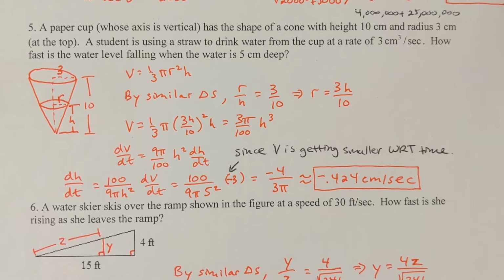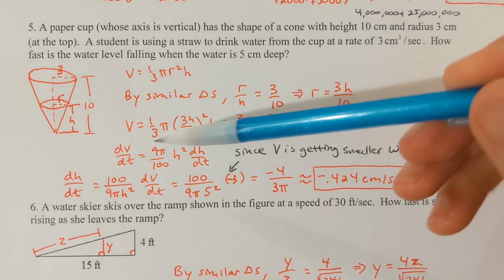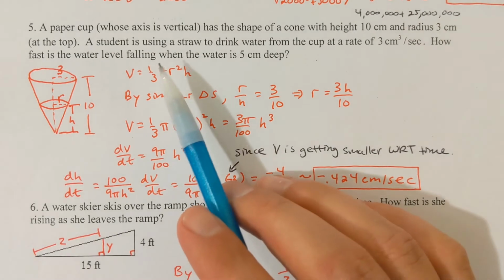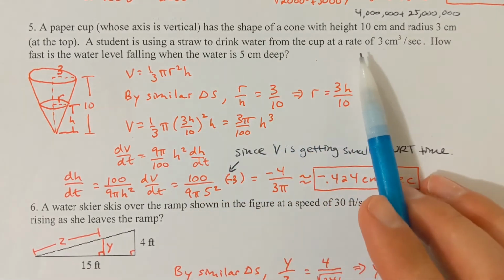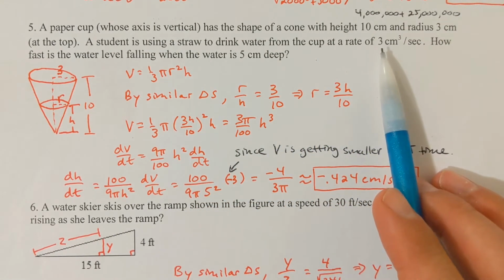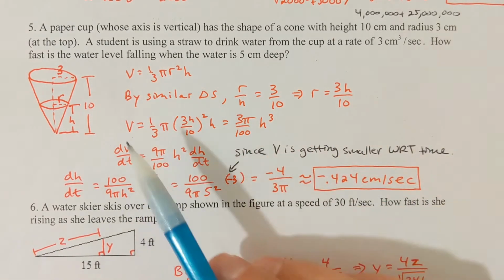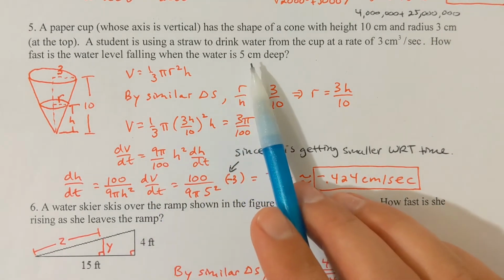Here's another one. Problem 5. A paper cup whose axis is vertical has the shape of a cone with a height of 10 centimeters and a radius of 3 centimeters at the top. So I've drawn a picture. Here's 10 centimeters, 3 centimeters at the top. A student is using a straw to drink water from the cup at a rate of 3 cubic centimeters per second. How fast is the water level falling when the water is 5 centimeters deep?